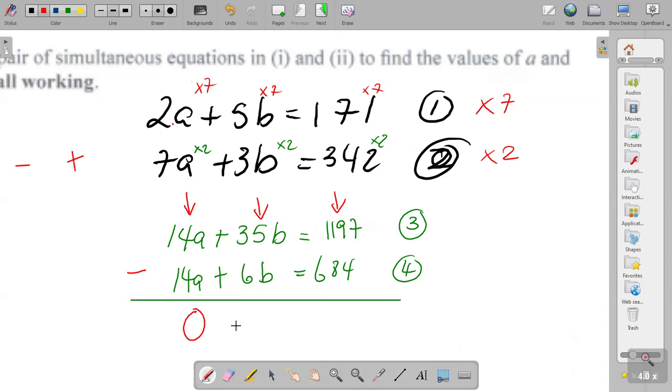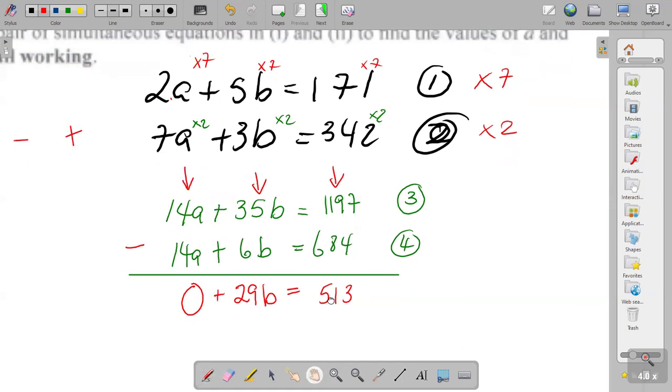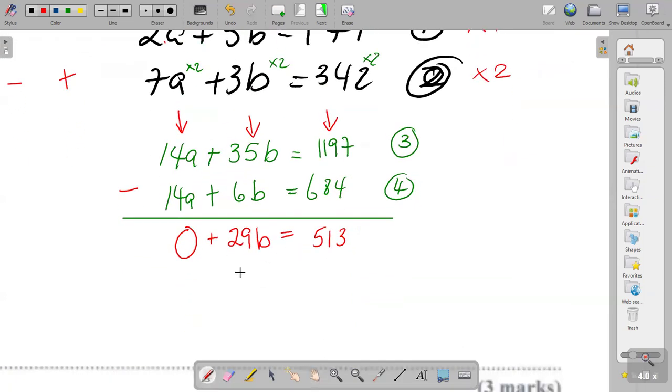35B minus 6B, is that 29B? What is this thing subtracted from each other? Let me see. That would be 3, 1, 5. That's correct. All right. So what do you realize we end up with? 29B, because the A is gone, is equal to 513. What do we do from here? Remember, we want the value of B.